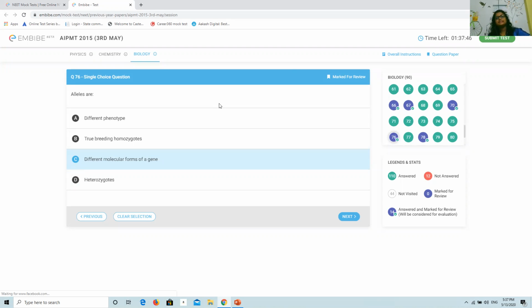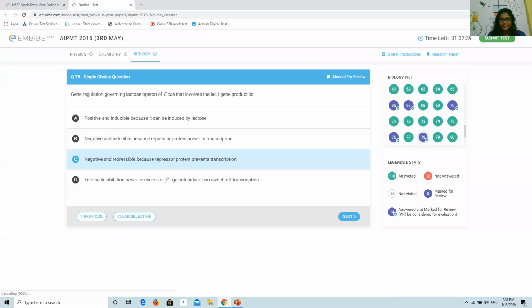Alleles. Alleles are different molecular forms of a gene. We know that. How do we know this? Your tall-dwarf gene for tallness: what was the allele? Tall, dwarf. Allele gives you an option. Gene is the main characterizing property, but allele gives you an option, right? So you need to remember it like this. Alleles are different molecular forms of a gene.